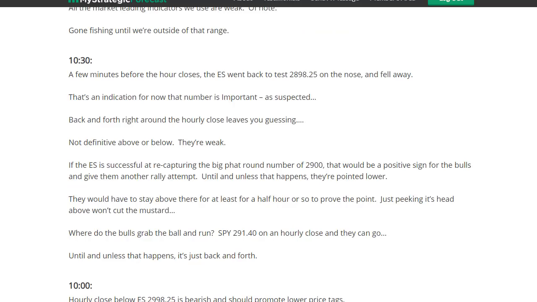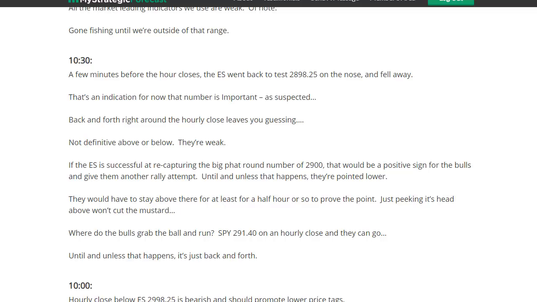Here's an important one. Fast forward to 10:30. A few minutes before the hour closes, the ES went back to test 29.98 on the nose and fell away. So what was support becomes resistance, and in this particular case, at this particular point in time, it was resistance. The point that I was making at the time was that the number in and of itself for the time being is important. Then we go on to note if the ES is successful in recapturing the big fat round number of 2900, that would be a positive sign for the bulls and give them another rally attempt. Until and unless that happens, they're pointed lower.